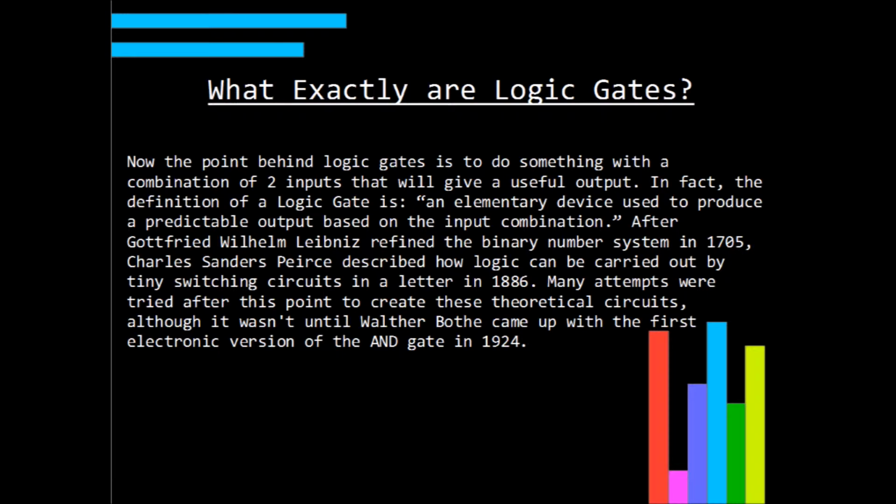After Gottfried Wilhelm Leibniz, that's a very weird name, refined the binary number system in 1705, Charles Sanders Peirce described how logic can be carried out by tiny switching circuits in a letter in 1886. Many attempts were tried after this point to create these theoretical circuits, although it wasn't until Walter Bode, I think that's how you say his name, came up with the first electronic version of the AND gate in 1924.